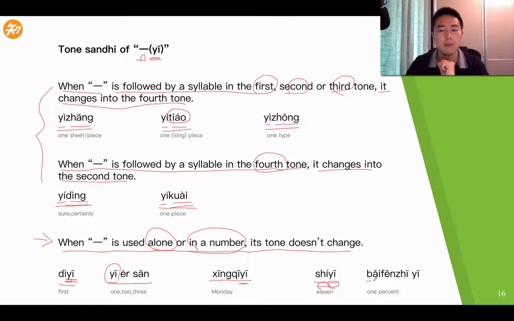The next one, 百分之一. 百分之一 is still used after something, and this time is used alone because 百分之 can be viewed as a phrase. So 一 is used alone and also it indicates a number and also is after something, so it's still pronounced as yī and the sound does not change. Okay, one more time. 百分之一. Great. This is the Tone Sandhi of 一.